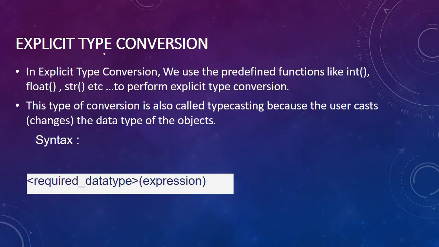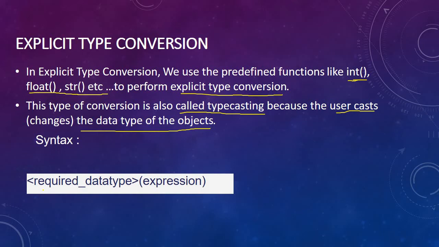Next one is explicit type conversion. In explicit type conversion, we use predefined functions like int(), float(), str() to perform explicit conversion. In the case of explicit conversion, we are using constructors such as int(), float(), str(), etc. This type of conversion is called typecasting because the user casts the data type of the object. Here the user casts the data type of the object.